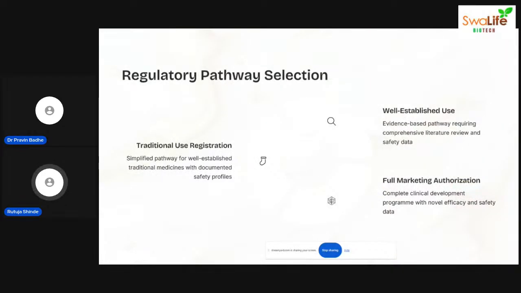Next is regulatory pathway selection. Choosing the right regulatory pathway is strategic. Options include traditional use registration, which is simpler if the product has a long and documented safety history. Then well-established use, which requires more evidence from literature. And last is full marketing authorization, which involves complete clinical trials. Some products may even use a hybrid approach. Selecting the right path early can save significant time and resources.